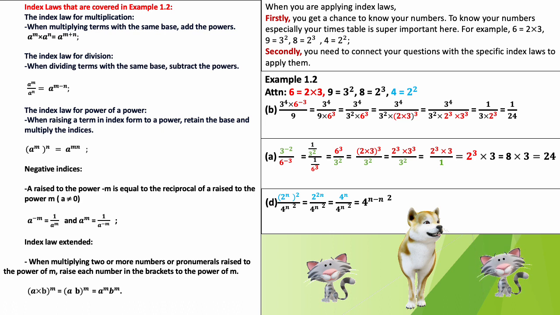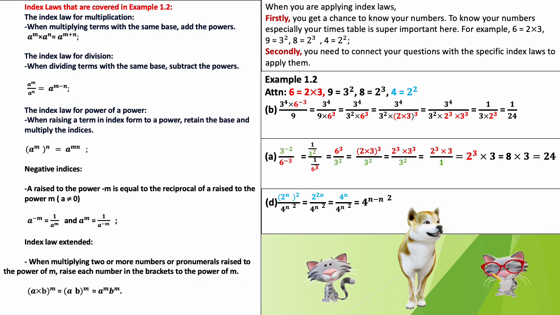When you are applying index laws, there are 2 points you need to pay attention to. Firstly, you need to know your numbers. To know your numbers, especially your times table, is super important here. For example, 6 equals 2 multiplying 3, 9 equals 3 squared, 8 equals 2 cubed, 4 equals 2 squared. Secondly, you need to connect your questions with the specific index laws to apply them.